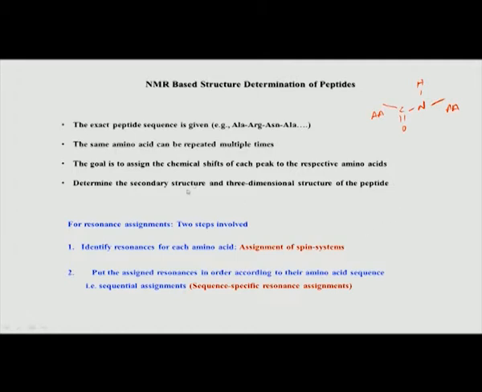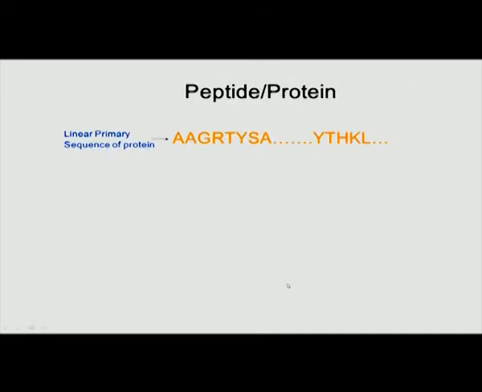So, then once you do that, comes the next step of secondary and tertiary structures. So, let us see how we can achieve these 2 steps shown here, that is assigning spin systems, followed by sequence specific resonance assignment.